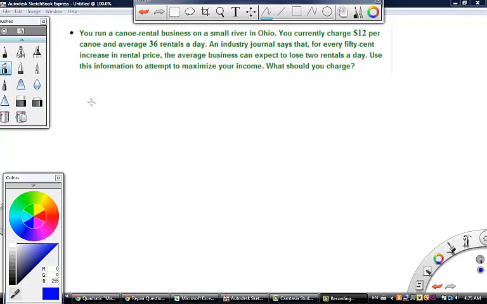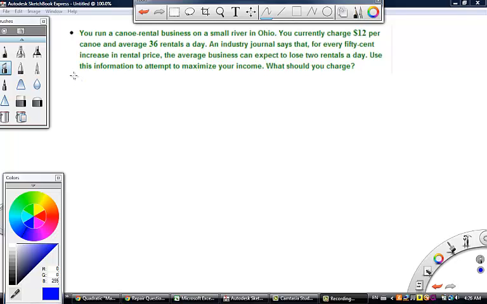In this question, we will be talking about maximizing a parabola and revenue money problems. You run a canoe rental business on a small river in Ohio. You currently charge $12 per canoe and average 36 rentals a day. An industry journal says that for every 50-cent increase in price, the average business can expect to lose 2 rentals per day. Use this information to attempt to maximize your income.